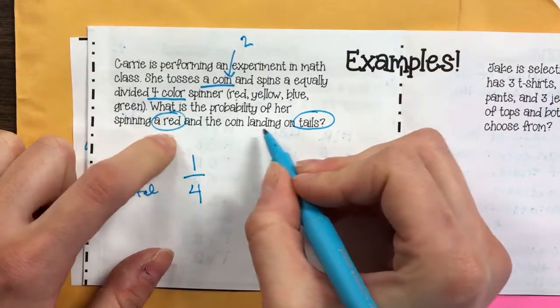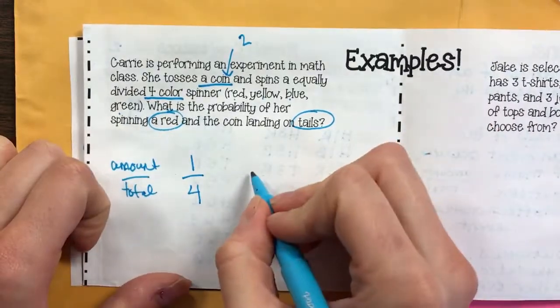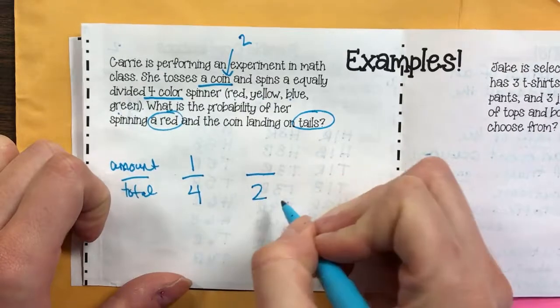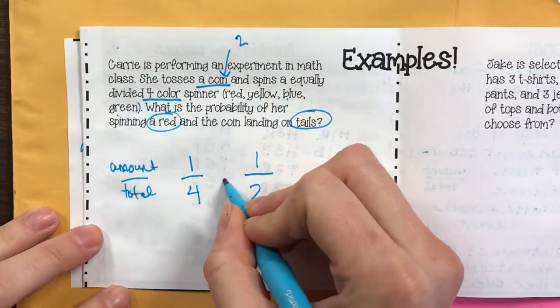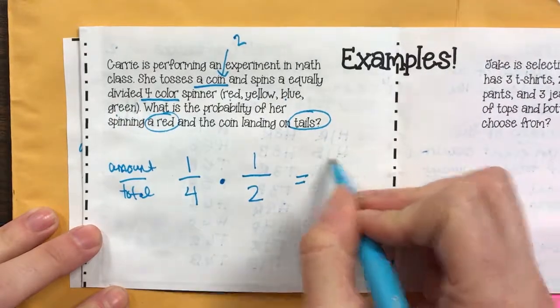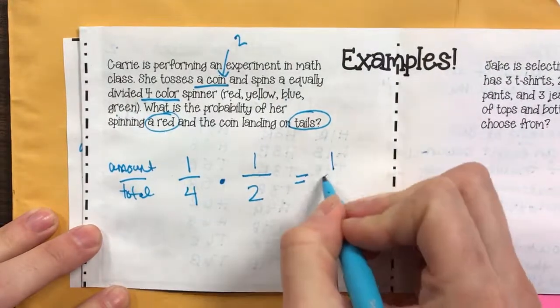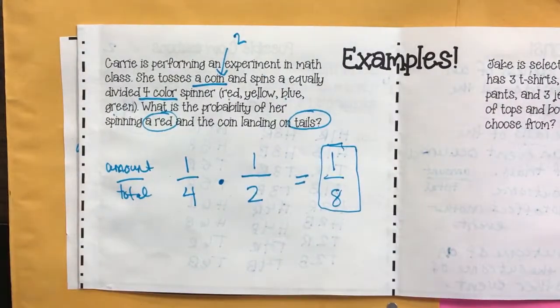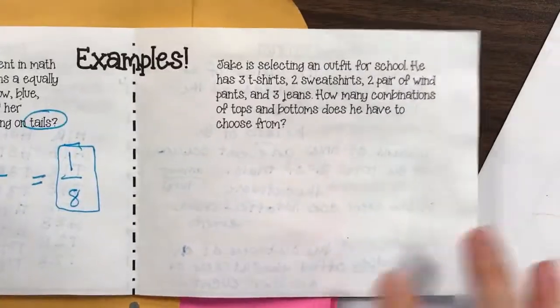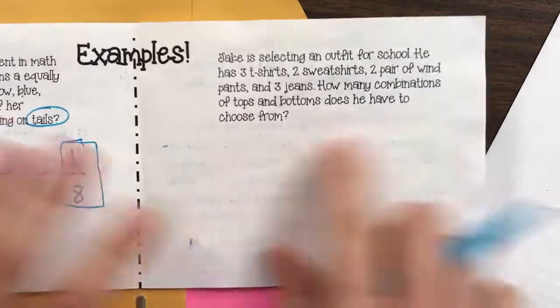And then the probability of landing on tails on a coin. Good. There's 2 options, heads and tails. Tails is one of those. Multiply those 2 together. Just multiply across. So 1 times 1 is 1, 4 times 2 is 8. So 1/8.